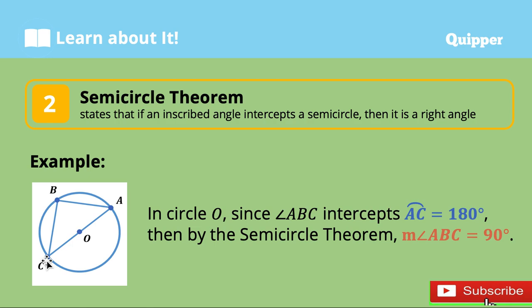the semicircle theorem, measure angle ABC is equal to 90 degrees because we just take the half of the central angle, which is the straight angle. The measurement of that is 180 degrees. So take the half of 180, we have 90 degrees. And according to the semicircle theorem, if an inscribed angle intercepts a semicircle, then it is a right angle. Yeah, that's true. 90 degrees is a right angle.